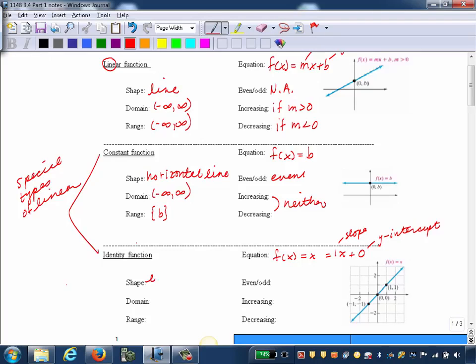So our shape is a line with a slope m equal to 1 going through (0, 0), its y-intercept. We can see its domain is all real numbers, negative infinity to infinity, as well as the range.